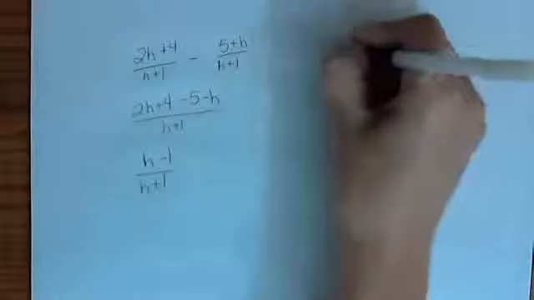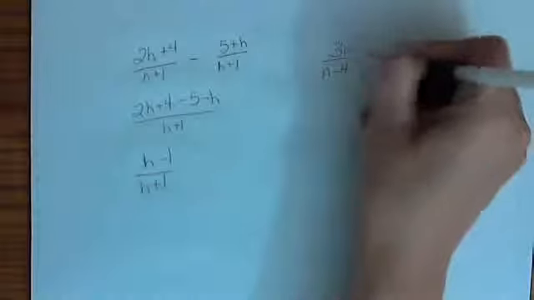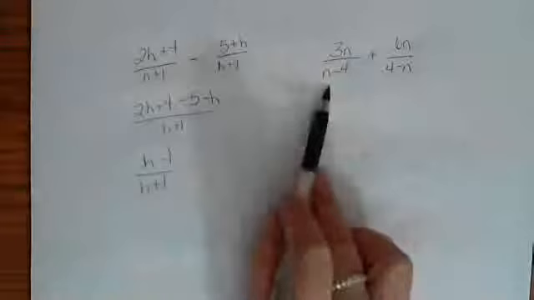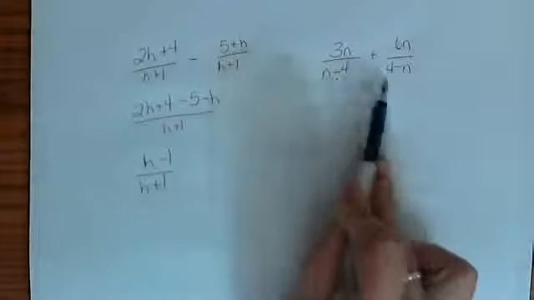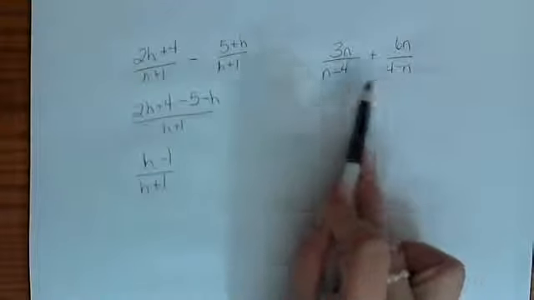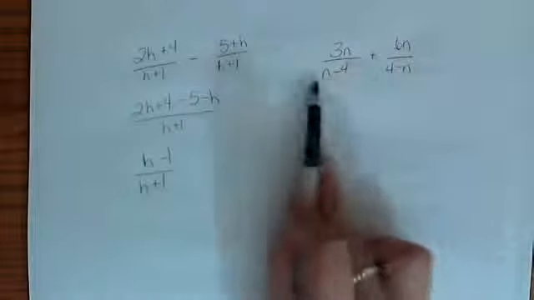The next example I have for you is 3n over n minus 4 plus 6n over 4 minus n. Now you might say, well, we don't have a common denominator, so we can't do anything. Well, that's not true. If you look at this carefully, we've got a positive n and a negative n, and a negative 4 and a positive 4. So in order to make these the same, all I have to do is somehow change the sign on everything.